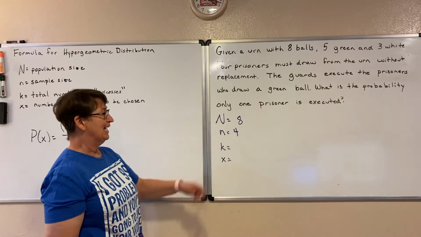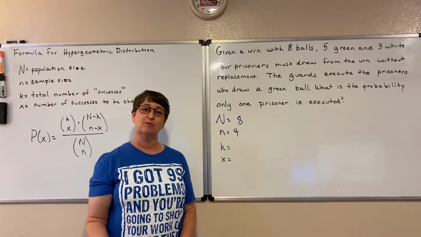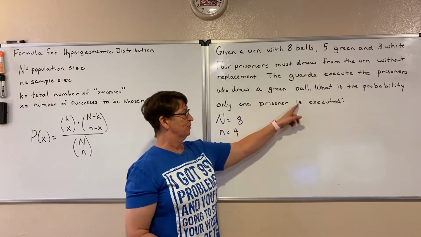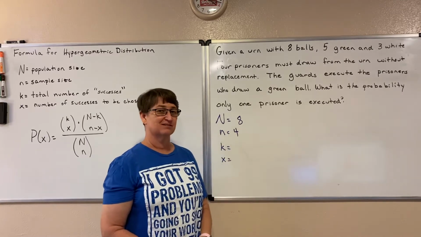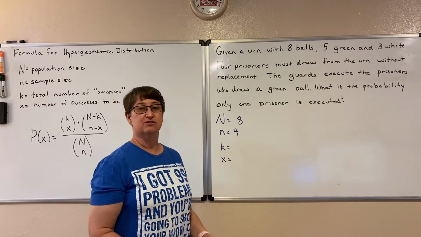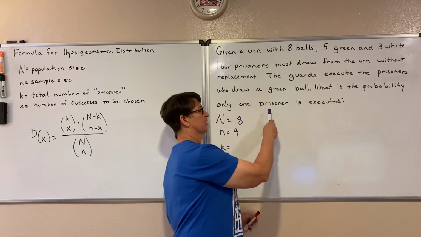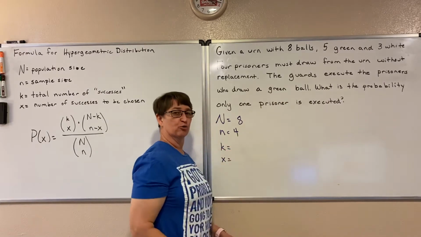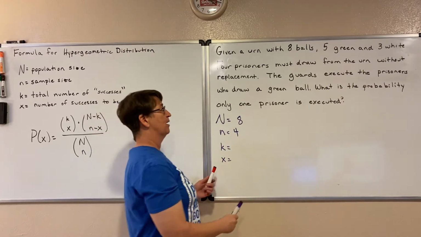Then my K is the total number of successes. So here I have to decide what is my success and what is my failure. I'm looking for 1 prisoner to be executed. So my execution there is going to be my success. That's what I'm looking for. I know it seems a little morbid, but that's how sometimes it works. Our successes sometimes are kind of morbid there. So that's just what we're looking for. And in order to be executed, they have to draw a green ball. So I'm looking to see how many total green balls there are in my population.